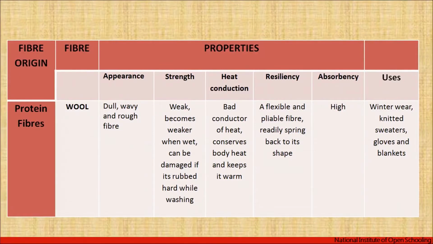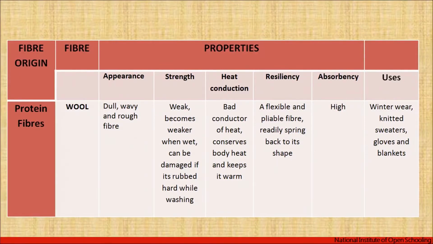Next we come to the wool fiber. When we hear the name wool fiber, we know about it. We get it from the goat or the sheep, and we also get wool from the Angora rabbit. Wool is known for its warmth, so it is usually worn in the winter season. The appearance is a little dull. It has a wavy and rough structure.